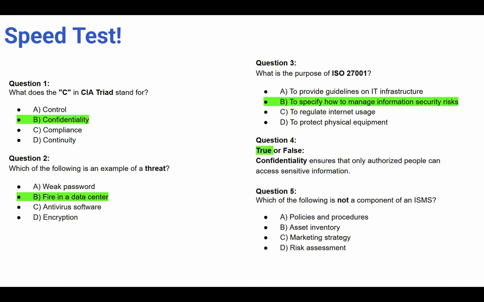And the final question, people, is which of the following is not a component of an ISMS? So this is a fairly tricky question because we haven't covered it. Is it policies and procedures, asset inventory, marketing strategy, or risk assessment? Which of the following is not a component of an ISMS? And that will be marketing strategy, yes. So every other thing is a key part of an ISMS.